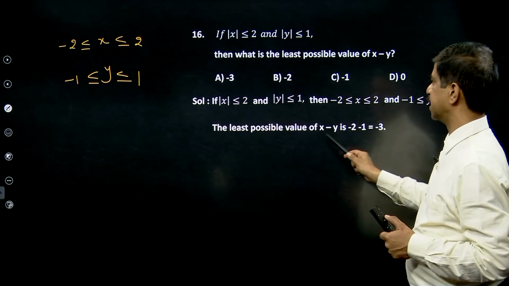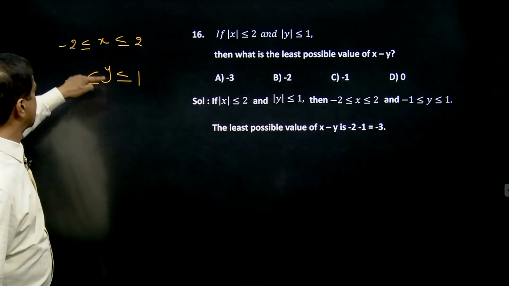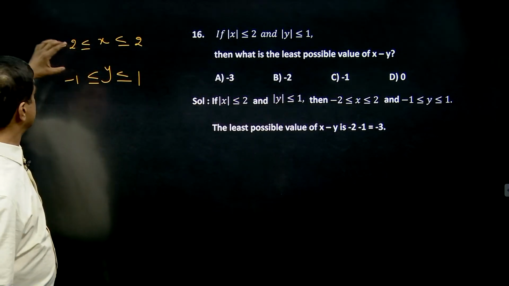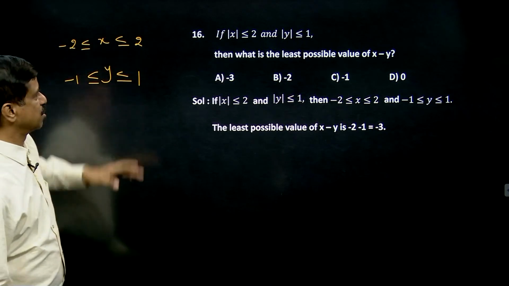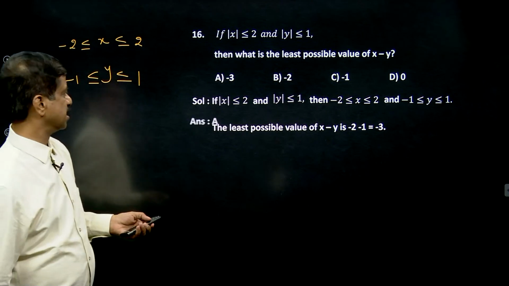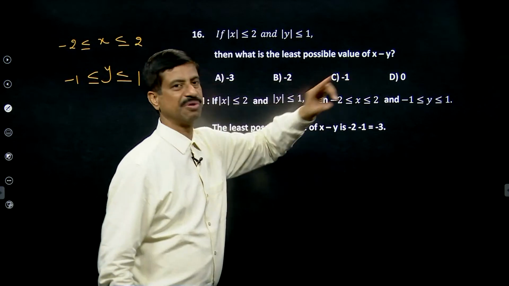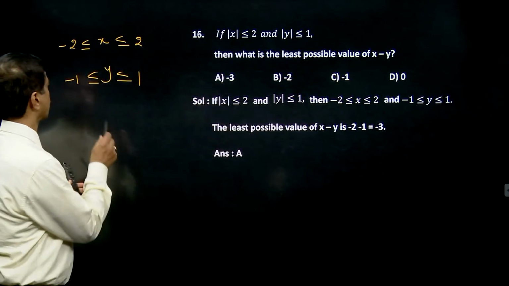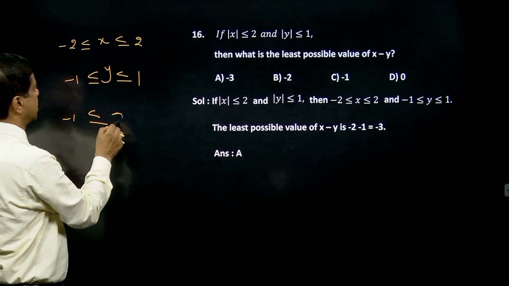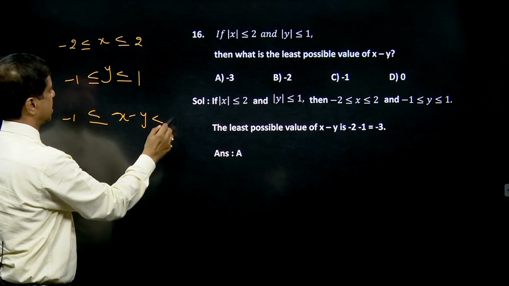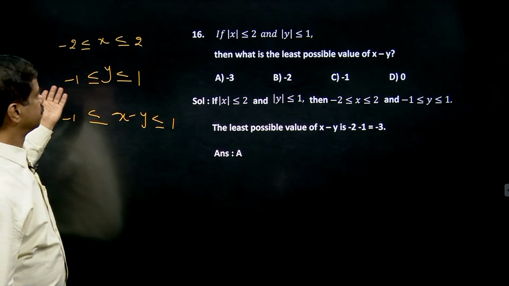So x minus y, I should subtract. It should lie between minus 2, and minus of minus 1 is plus 1, less than or equal to 1. So what is he asking? What is the least possible value of x minus y? Minus 2 plus 1 is minus 1, less than or equal to x minus y, less than or equal to 1. So which option satisfies here?